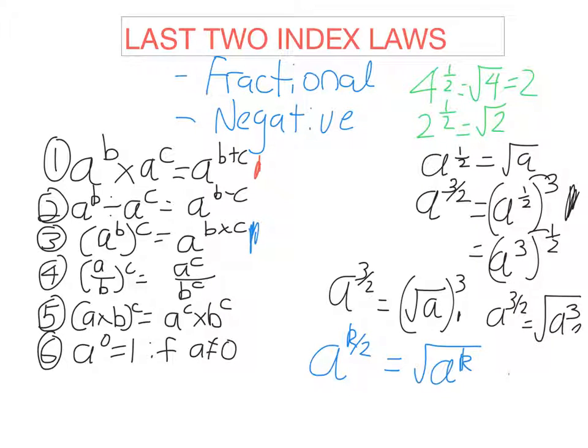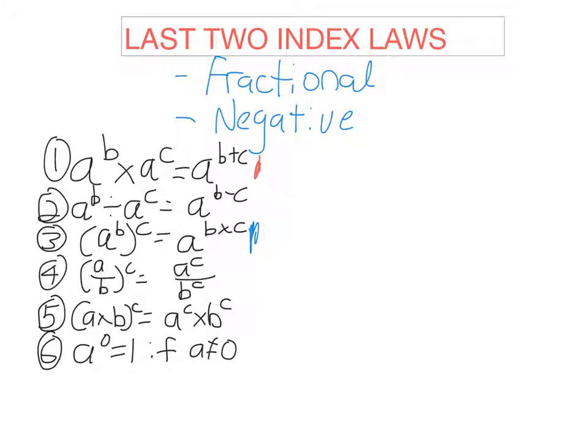So this is my discovery so far. I found that a to the power of k on 2 equals the square root of a to the power of k, right? Now let's look at if I didn't have 2 as the denominator. So I can use the same logic.